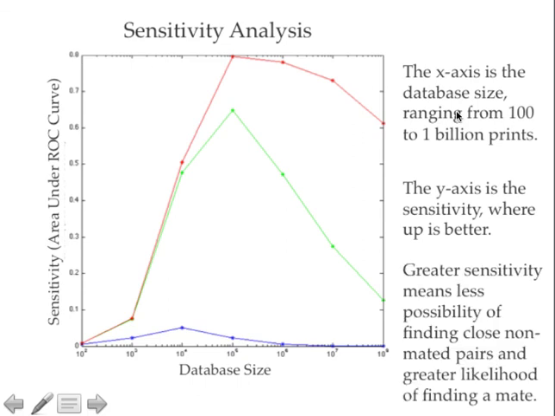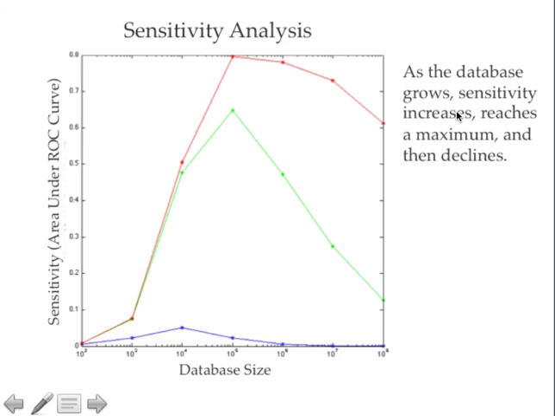Greater sensitivity means less probability of finding a close non-mated pair that might lead to an erroneous identification, as well as a greater likelihood of finding a mate. It's a way of characterizing the trade-offs between these two things. And what we see is that as the database size grows, moving from left to right here, sensitivity for all three of our comparers increases. But for all three, at some point it reaches a maximum, and then it begins to decline. And we see that even for our very strongest matcher here, it reaches a maximum here and then starts declining.